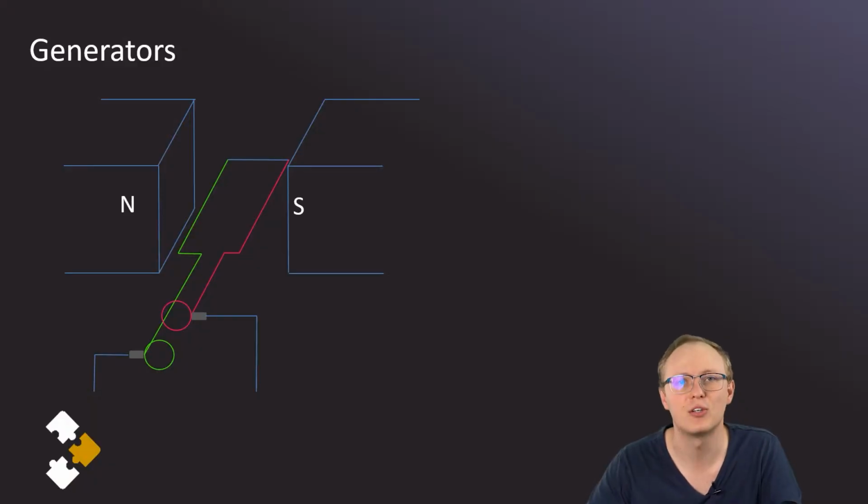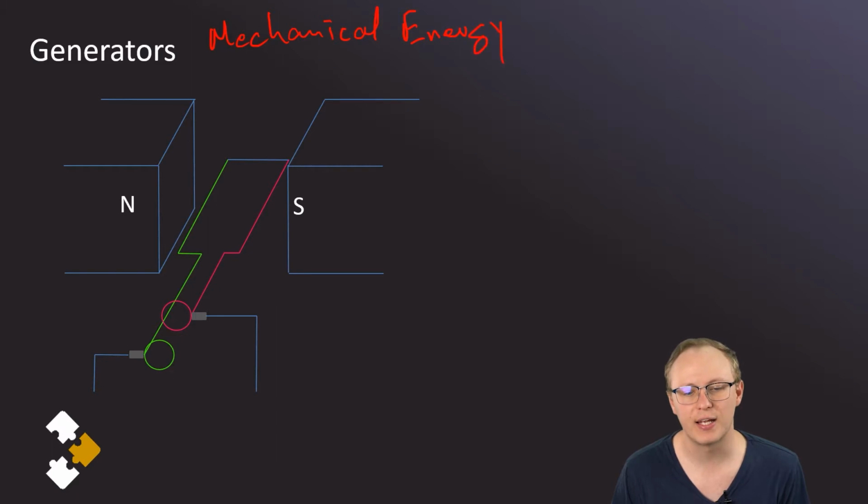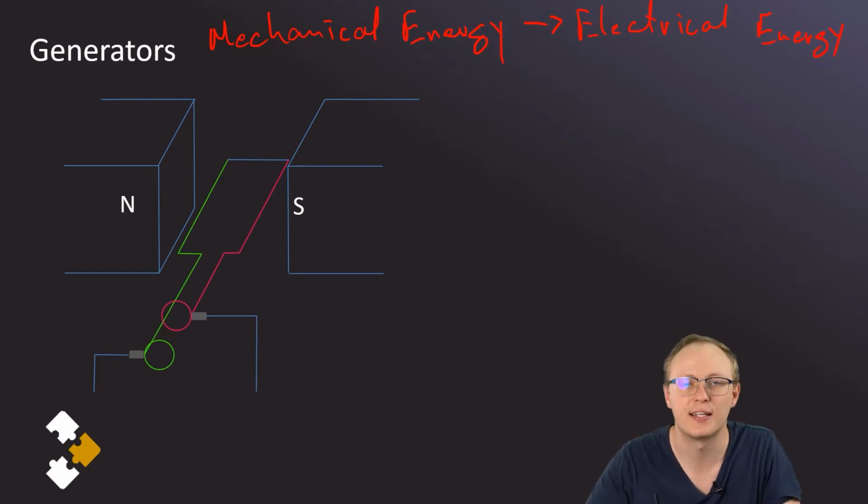Let's get going. Now, the first thing that we need to talk about are generators. Generators are those things that have the particular energy conversion where we take mechanical energy and we turn it into electrical energy. And that electrical energy we end up using in our houses, because that is actually how Eskom gets us our power, right? So our mechanical energy is turned into electrical energy by a generator.